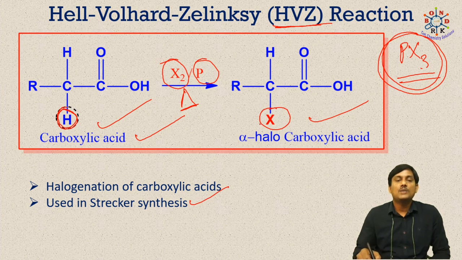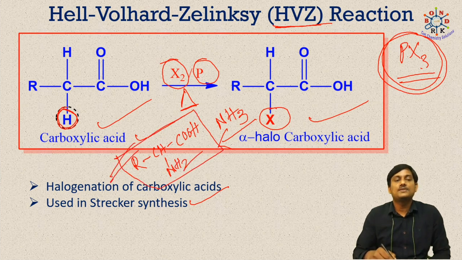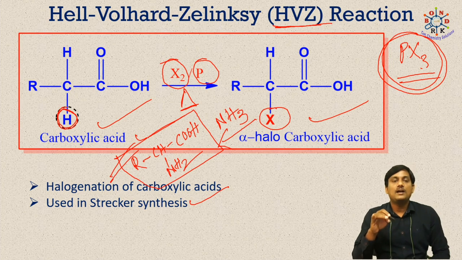The alpha halo carboxylic acid, which is generated in the HVZ reaction, when you treat with excess amount of ammonia, the X will be replaced. Simply, the X will be replaced by NH2. And finally, you will get RCH(NH2)COOH. Okay, this synthesis is called as a Strecker synthesis, which is used for the preparation of amino acids, alpha amino acids.